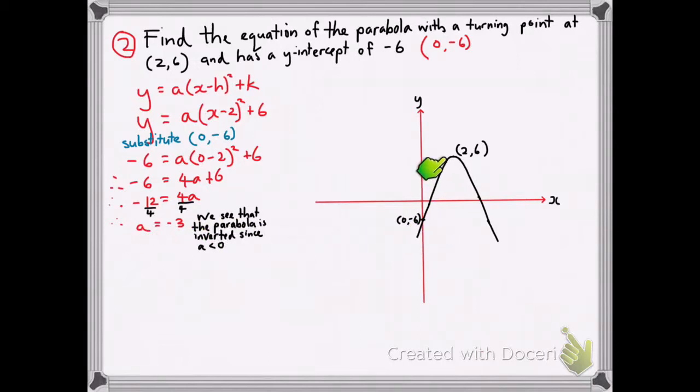So the first thing to do is we draw our parabola with the turning point at (2, 6). We recognise that it's going to be inverted, and then we extend it to the y-intercept, or past the y-intercept here at (0, -6), if we were asked to draw it as well. In this case we were just asked to find the equation, but it's useful to do a sketch graph as well.